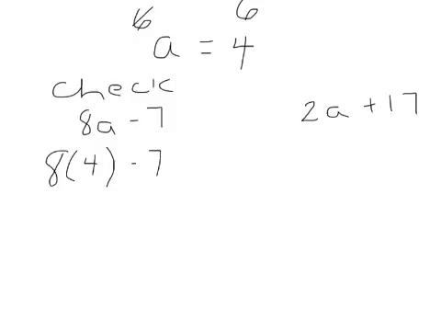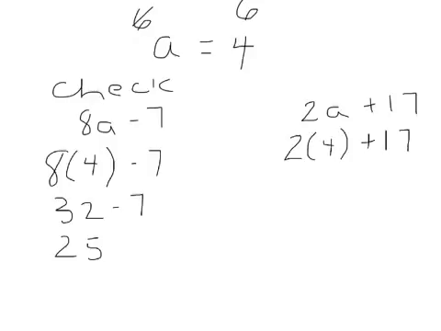8 times 4 is 32, subtract 7, which gives me 25. So if done correctly on my right side, when I substitute in 4 in for a, this should equal 25 as well. 2 times 4 plus 17. 2 times 4 equals 8, plus 17 is 25. So therefore, this statement is true when a is equal to 4.